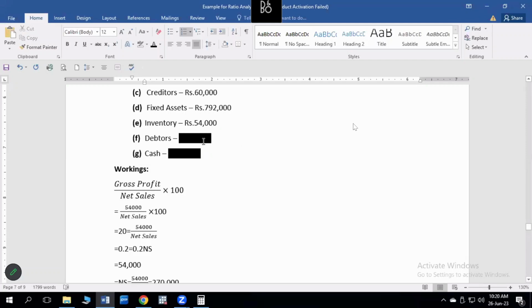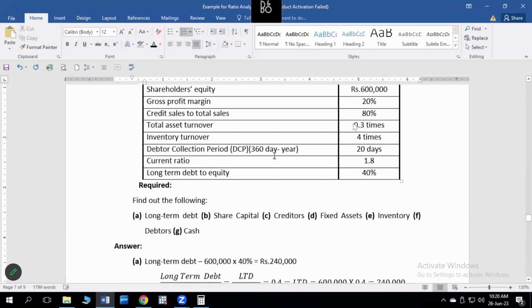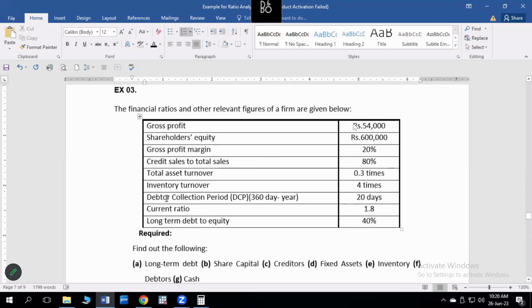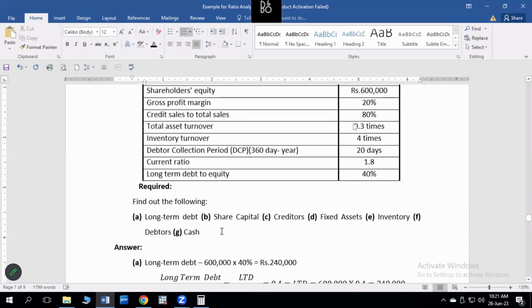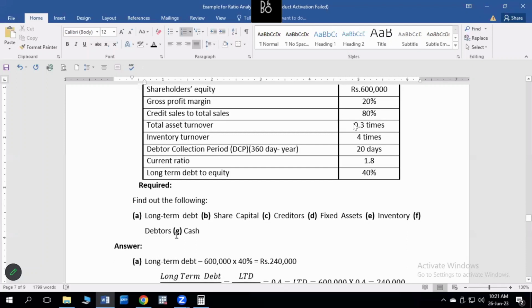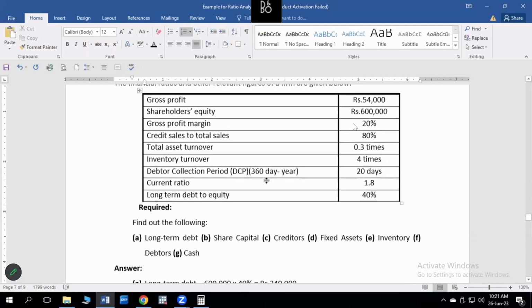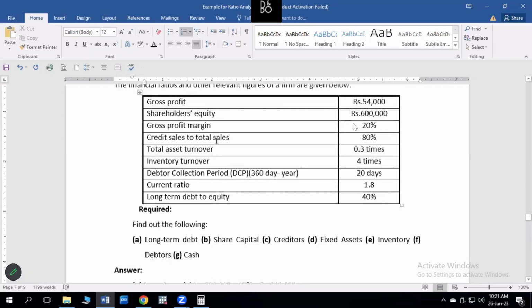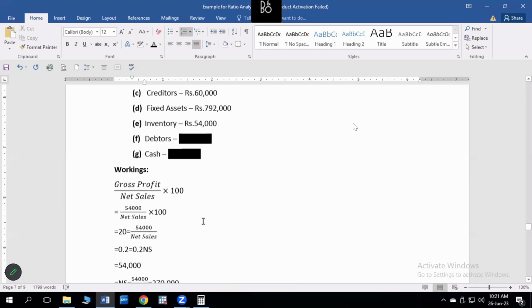Then the debtors. How much of debtors do you want to find? So you can use this information: debtor collection period 20 days, and credit sales to total sales. These two pieces of information will give you how much debtors there are. So first you must find out how much the credit sales are. Credit sale is 80%.